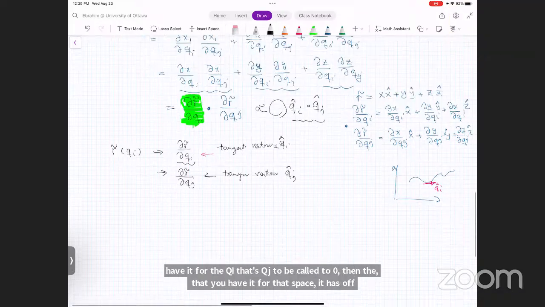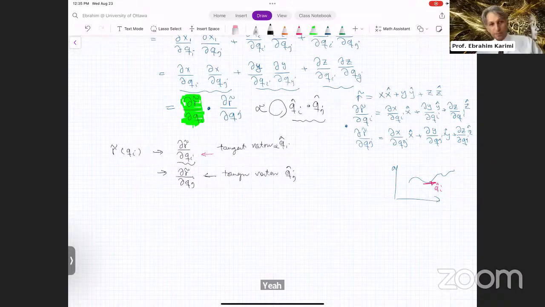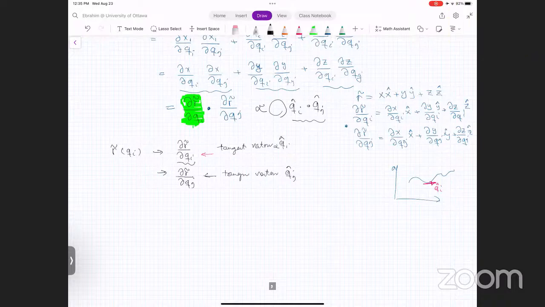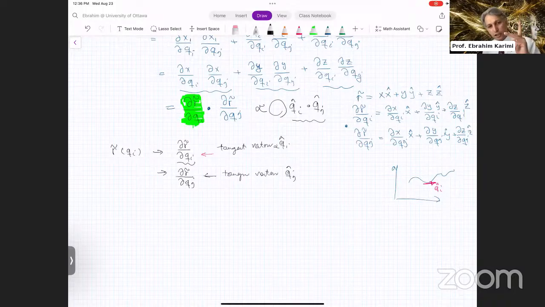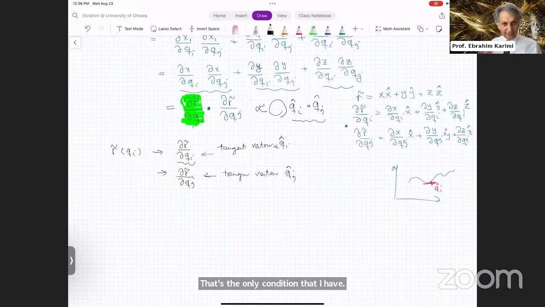Question: is Gij equal to h squared because we still have not specified the space? No, I have not specified the space. The only thing that I have chosen here is that the space is built up based on orthogonal vectors. It's based on Qi, Qj, Qk, which are orthogonal to each other. So Q1, Q2, Q3 are orthogonal to each other. That's the only condition that I have, but I have not specified the coordinates yet.